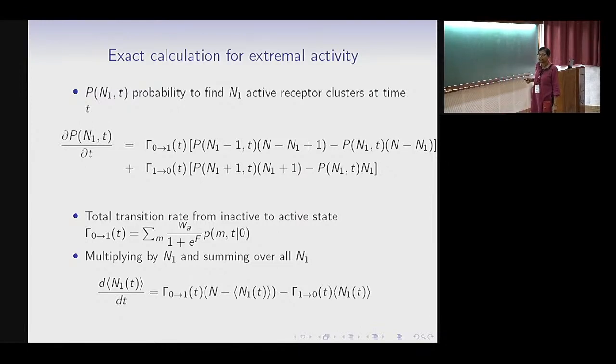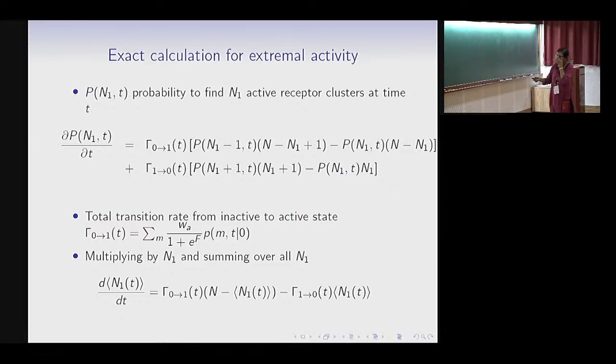So Pmt given 0 is the conditional probability that given a cluster is inactive, what is the probability to find its methylation level m at time t. And then Wa by 1 plus e to the f is actually the inactive to active transition rate for that cluster, and finally I sum over all m. Similarly, I can define gamma 1 to 0 also. So this is the time evolution equation for this quantity, and then I multiply with n1 on both sides and sum over all n1.